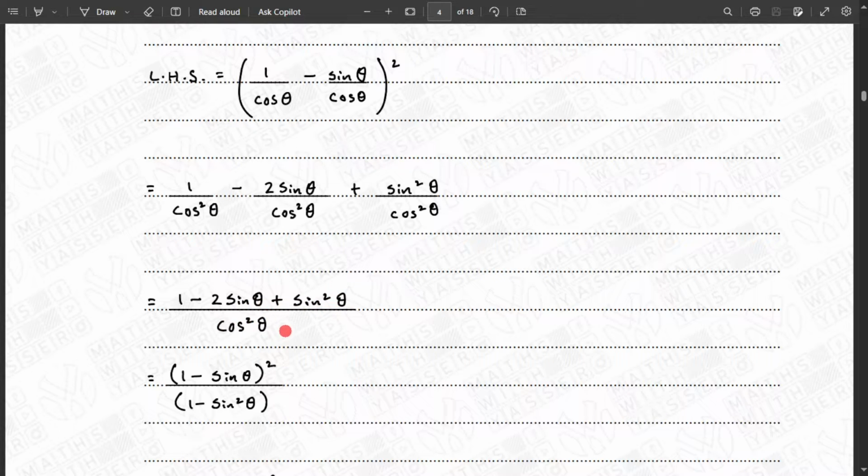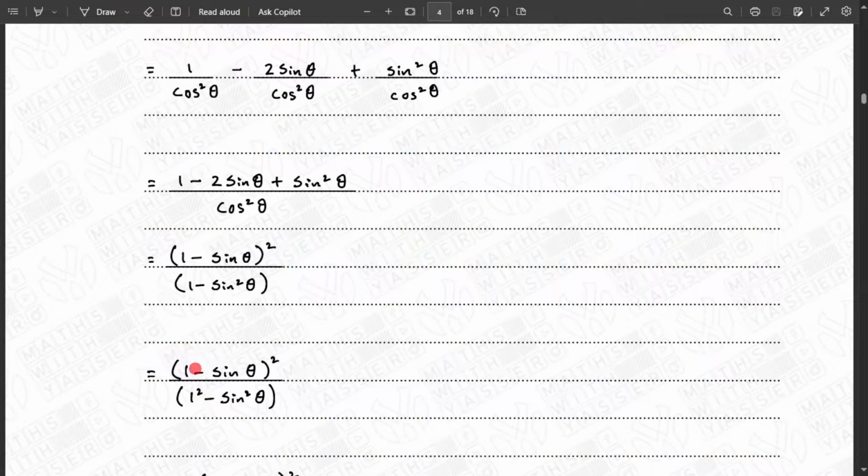If you look closely at this equation, this is 1 minus sine theta whole square, this whole expression in the numerator, because if you expand it, you can see that it is 1 square minus 2 into 1 into sine theta plus sine square theta. So that means this expression can be written as 1 minus sine theta whole square. So we have 1 minus sine theta whole square in the numerator, and cos square theta can be written as 1 minus sine square theta.